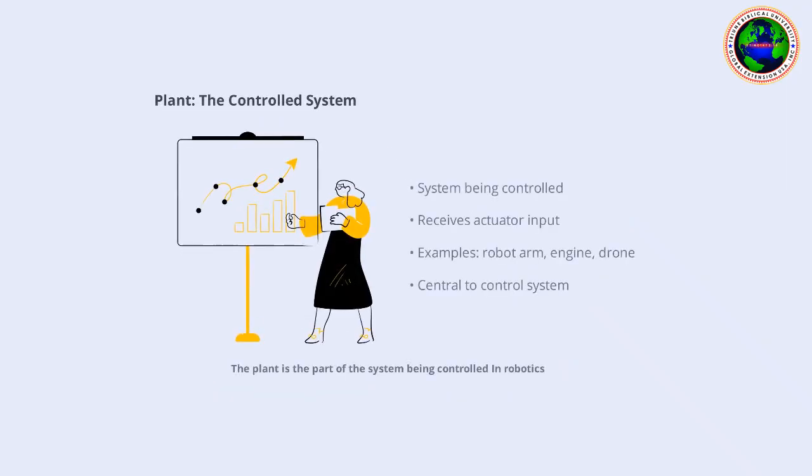Plant is the part of the system being controlled. In robotics, the plant could be a robot arm, a vehicle engine, or even a drone. The plant receives actions from the actuator and responds accordingly. It's the main focus of the control system, as all other components work together to ensure the plant behaves as desired. Understanding the plant's characteristics is vital for designing effective control systems.